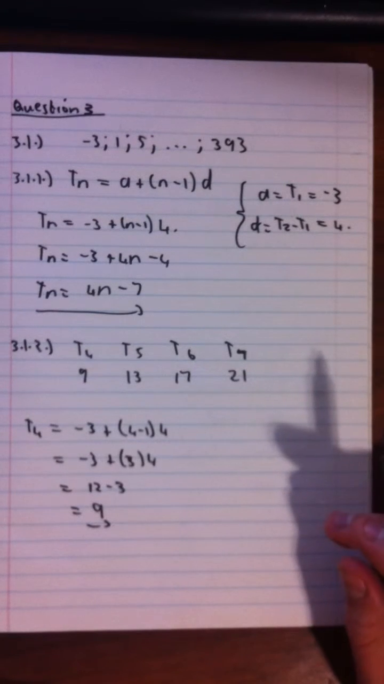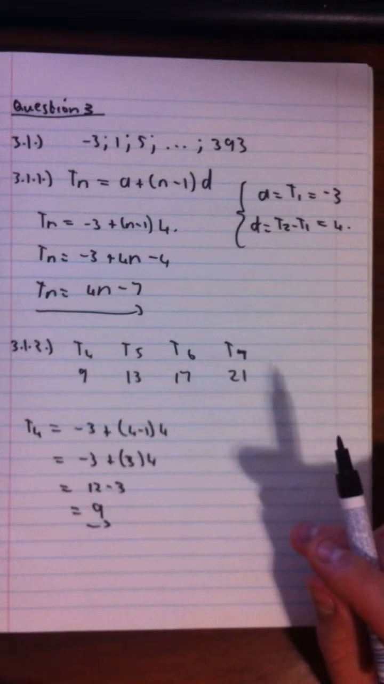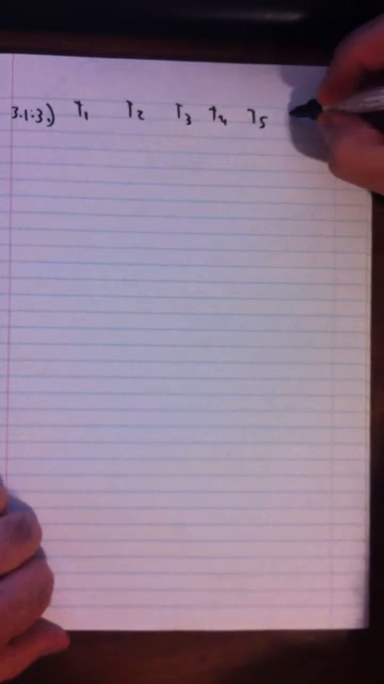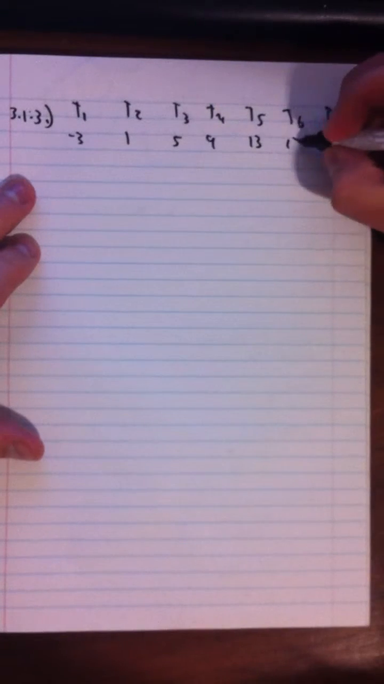Next question, 3.1.3. Write down the remainders when each of the first 7 terms of the sequence is divided by 3. Okay, so we know what the first 7 terms are. Let's just write them down there again. Term 5, term 6, and term 7. Okay, so the terms are -3, 1, 5, 9, 13, 17, and 21. And now they want the remainder when each term is divided by 3.